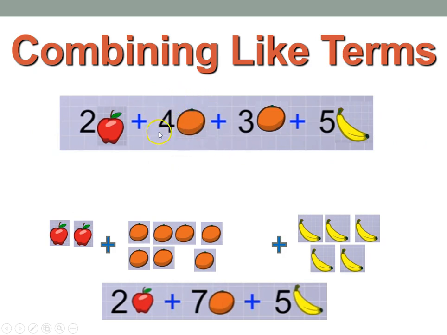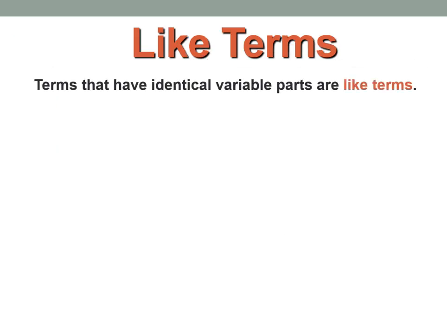Notice what I did is I added the 4, the coefficient here, plus the 3, the coefficient here, that were both coefficients of the same fruit or the same variable. I added them up to get 7 oranges. And that's what combining like terms is. If you see the exact same variable, then you can add up or subtract, depending on what the sign is, the coefficients. So let's take a look.